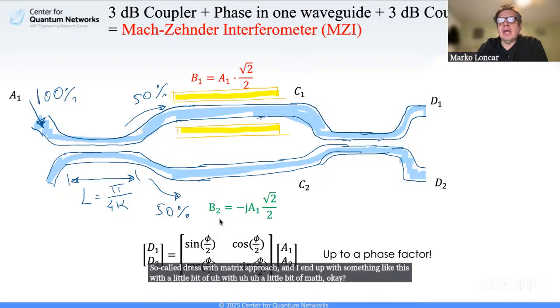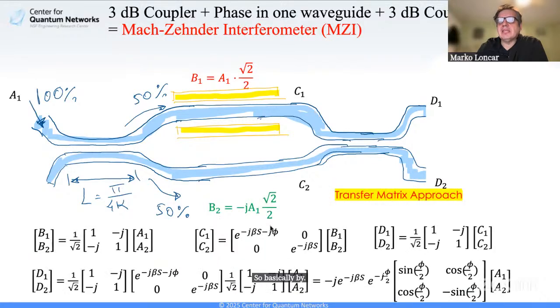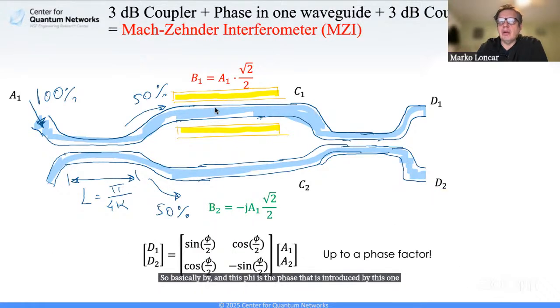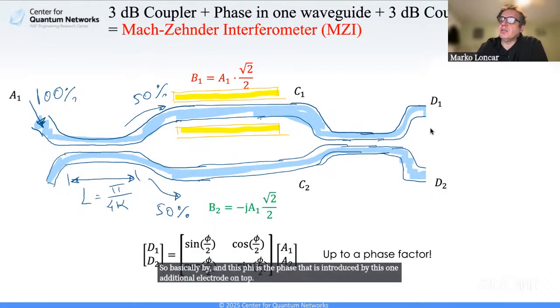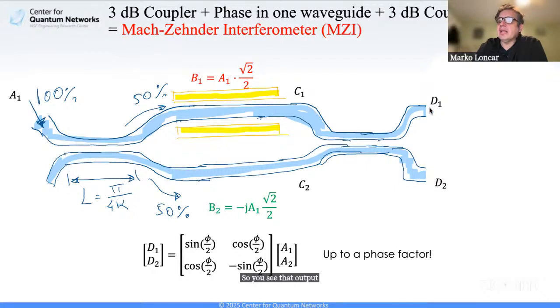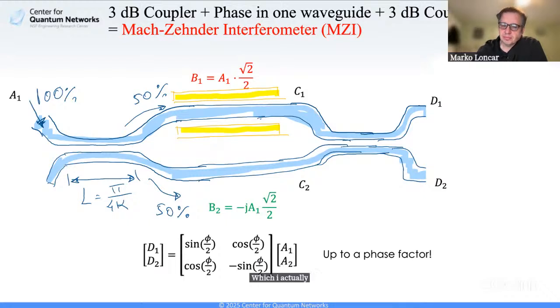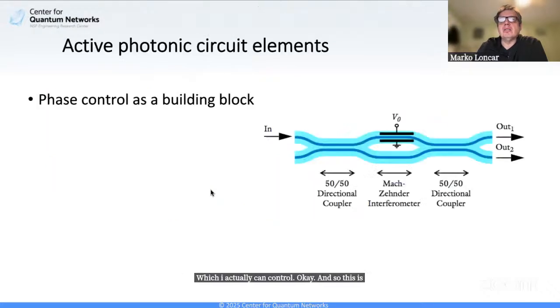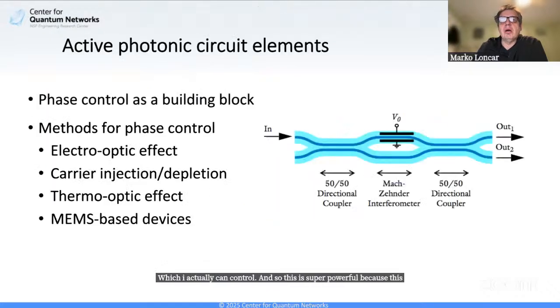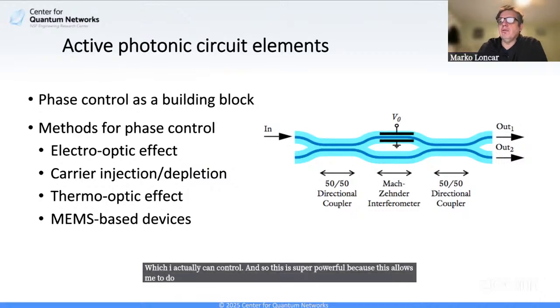So basically, this phi is the phase that is introduced by this one additional electrode on top. You see that the light in the output arm, 1 or 2, is related to how much light I put in the input, but now it is a function of this phase, which I actually can control. And this is super powerful because it allows me to do a few things.